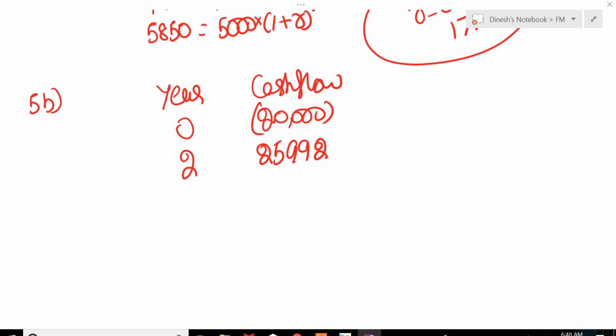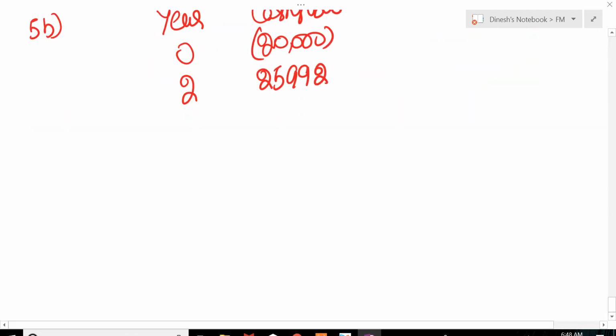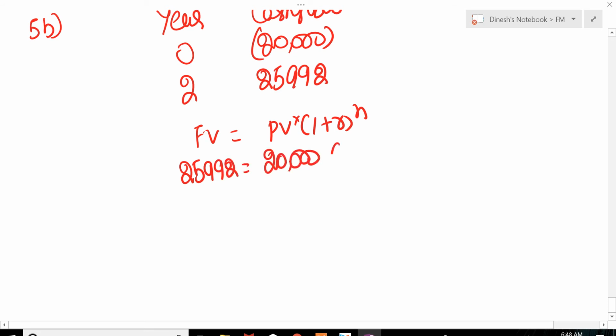Any doubts on the same formula? It will become 1 plus r square. If it's cube and all, then we'll need the table values to get to the answer. Cube we cannot get in the calculator. Future value is equal to present value into 1 plus r the whole power n. 25992 equals 20,000 into 1 plus r square.